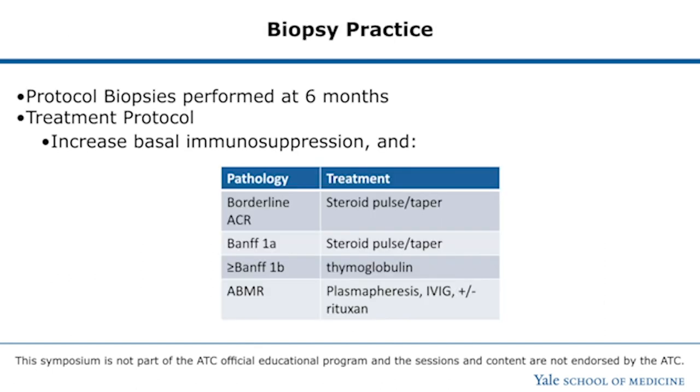Our practice has been to treat rejection when we find it on these protocol biopsies, according to the table shown here. So we, of course, treat antibody-mediated and severe T-cell mediated rejections aggressively, but we also treat borderline and Banff 1A cellular rejections with a steroid pulse and taper. And once the treatment is over, we increase the basal immunosuppression as well.